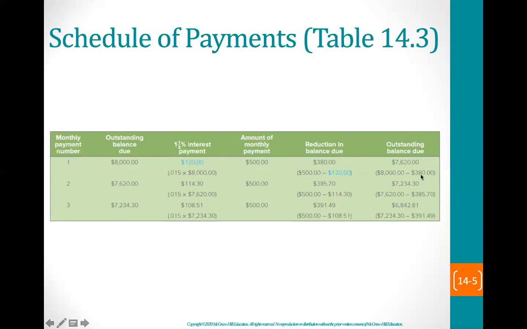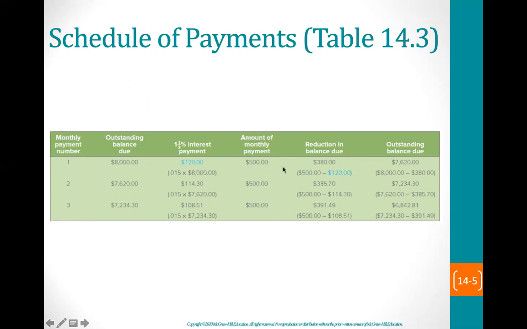So her new balance is $7,620. That is then the amount you use to calculate the interest for her second payment. $7,620 times 1.5%. She now has $114.30 due in interest. She pays $500, so the remaining $385.70 reduces her balance. Her previous outstanding balance minus the reduction, she's now owing $7,234.30. That is what you then use for payment 3 and follow the same process.